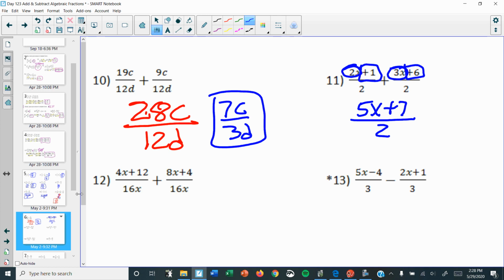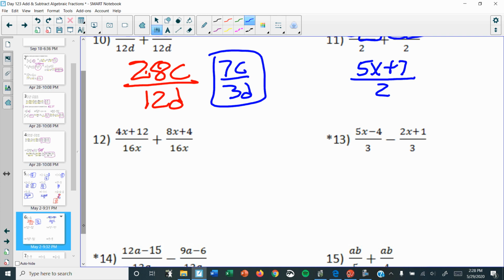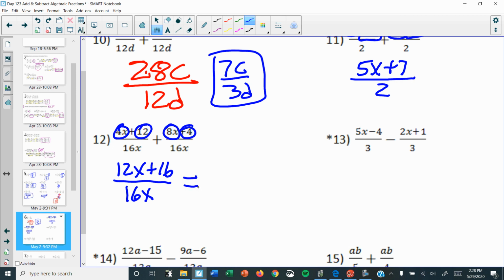So that's your answer. Number 12, you get over 16x. 4x plus 8x, 12x. 12 plus 4 is 16. Now, you do still need to simplify. What can you take out of a 12, a 16, and a 16? You can take a 4 out. So if you take a 4 out of all those numbers, what are you left with? 3x plus 4 over 4x. And then that's all you can do.